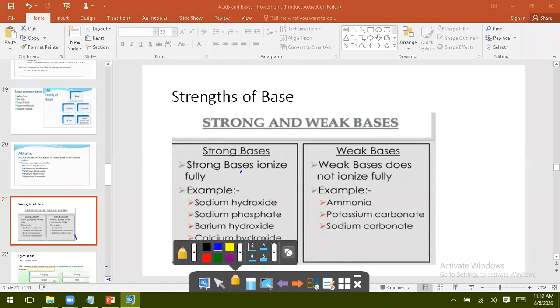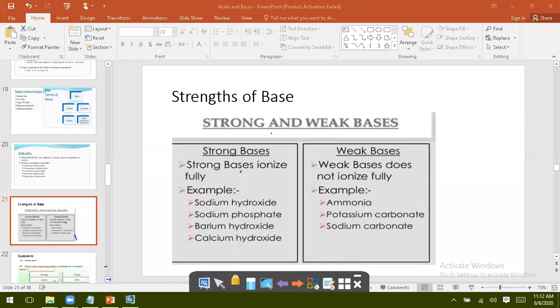Concentration depends on the amount of water and the solute ratio. More water and less solute is more dilute. More solute and less water is going to be more concentrated.